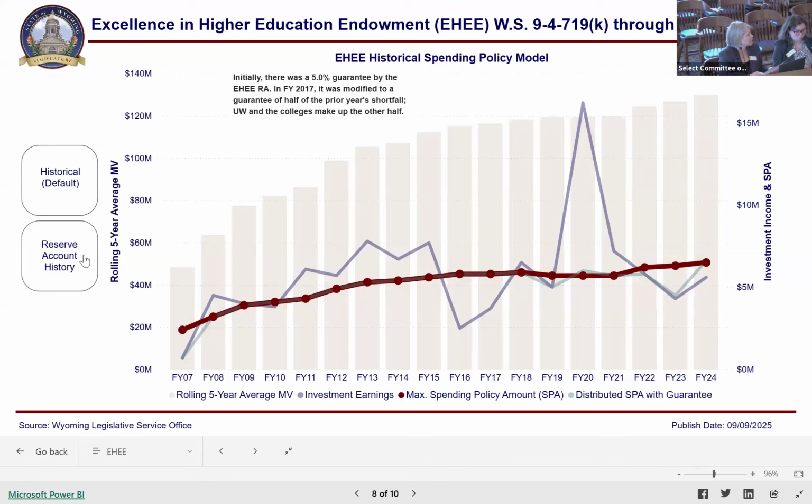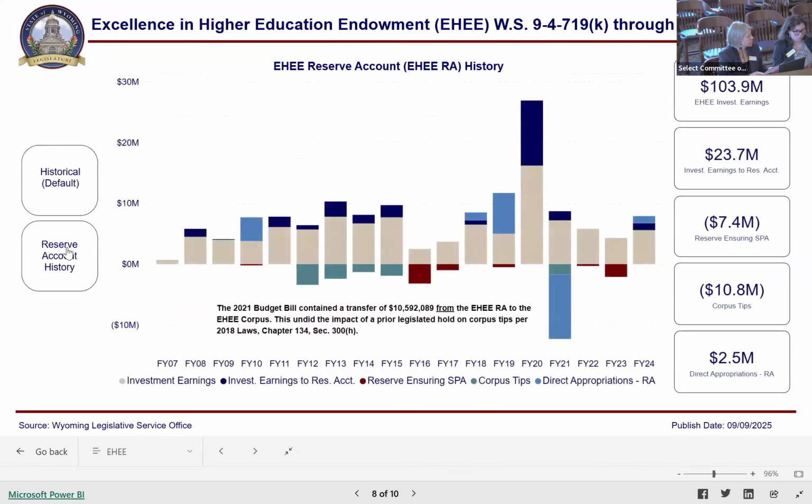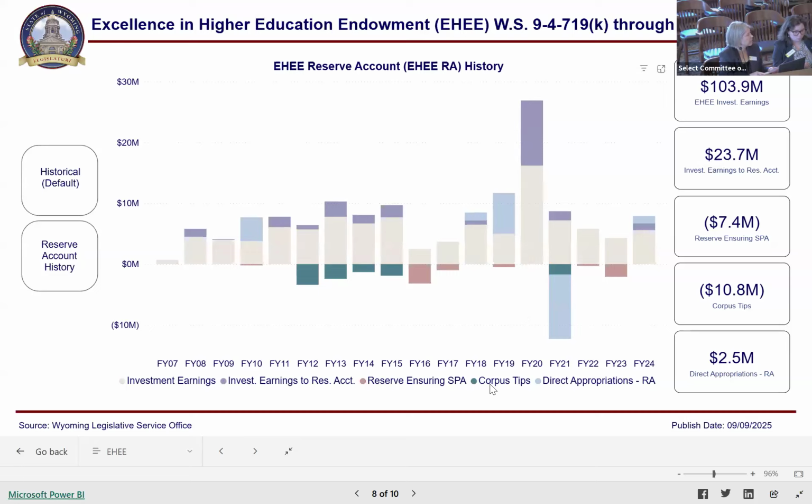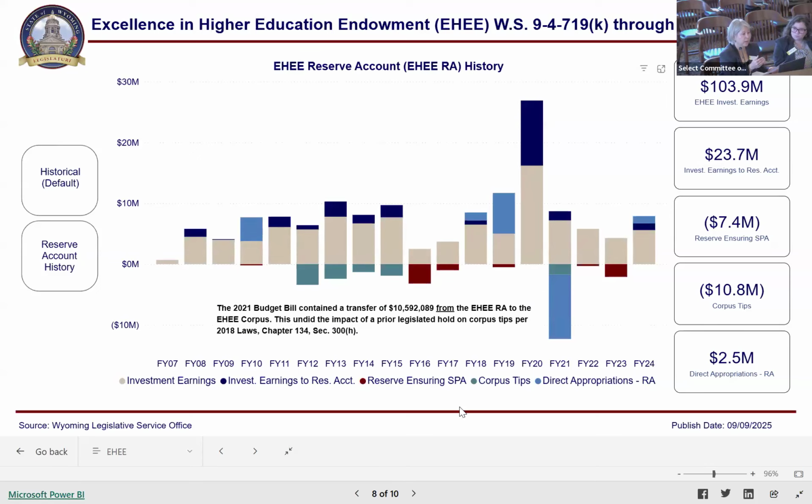Moving on to the second tab on the reserve account history, you can see there were those corpus tips in the early years, the teal bars, and that's right at the time when the reserve account was having its troubles. And actually that served as a kind of a warning, if you will, and the legislature actually moved those reserve account maximums up for all the reserve accounts at that point in time. And there's more about that in your memorandum.